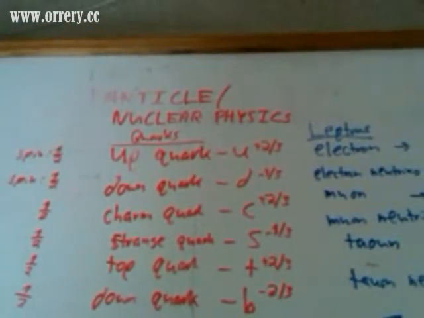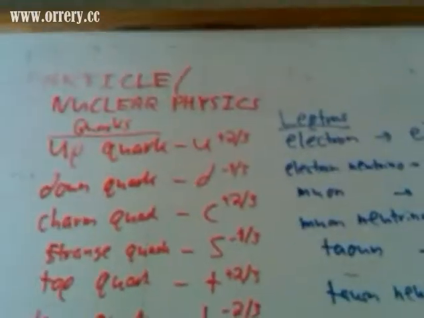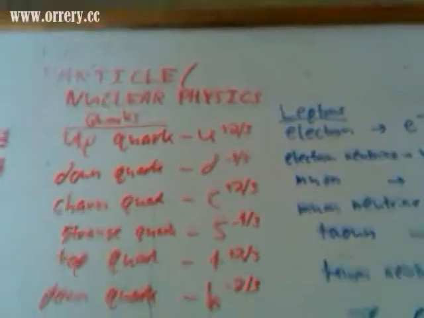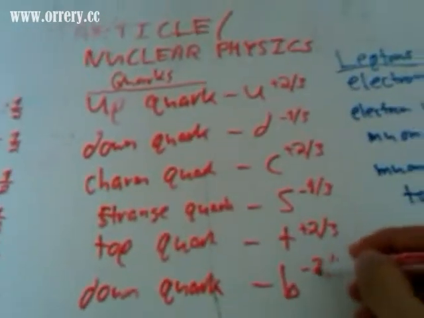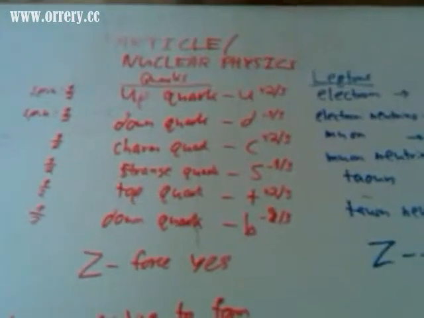Now, the charge on these particles is quite interesting because they actually have a fractional charge. You see the up quark has a positive 2/3 charge, the down quark a minus 1/3 charge, and then they alternate: plus 2/3, minus 1/3, plus 2/3, minus 1/3. Actually, sorry, that should not be 2/3 on the down quark. The down quark should be minus 1/3. That's just an error right there. Basically it alternates between plus 2/3 and minus 1/3.